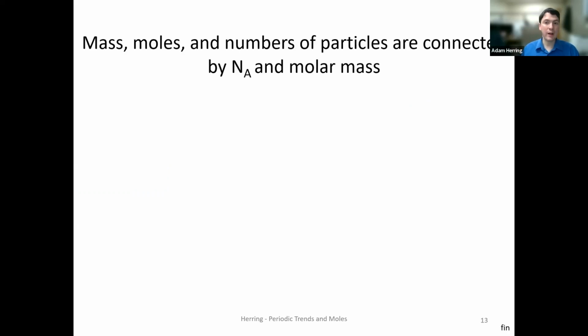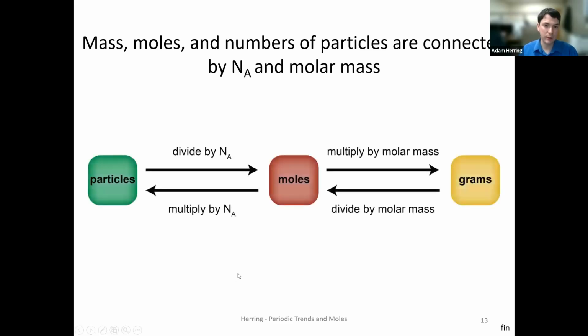We can use Avogadro's number and molar masses in order to connect mass to moles. We use the molar mass for that. And to go from moles to number of particles, we use Avogadro's number. And so this diagram shows you what type of operation you would use in order to convert from one thing to another thing. And in future videos, we will do multiple practice problems involving this.